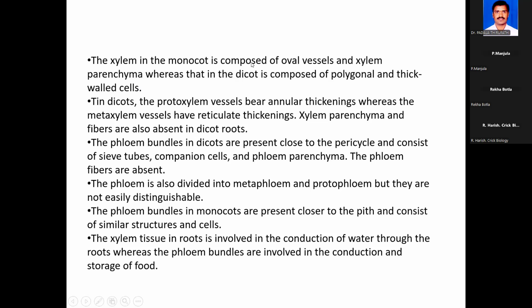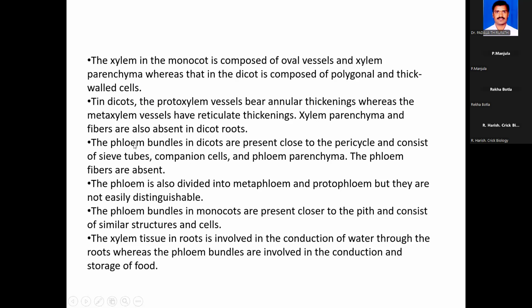The xylem in the monocot is composed of oval vessels and xylem parenchyma, whereas in the dicot it is composed of polygonal and thick-walled cells. So here also variation is seen. Generally xylem parenchyma is thin-walled, but here thick-walled cells are seen. In dicots, the protoxylem vessels bear annular thickenings, whereas the metaxylem vessels have reticulate thickenings. Xylem parenchyma and fibers are absent in dicot roots.